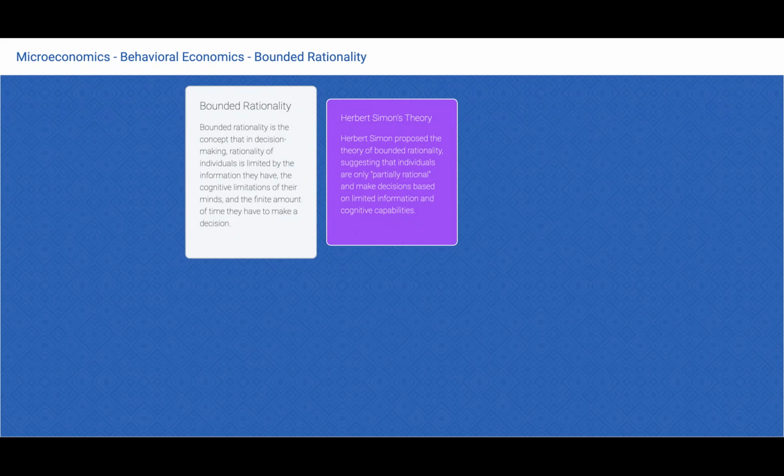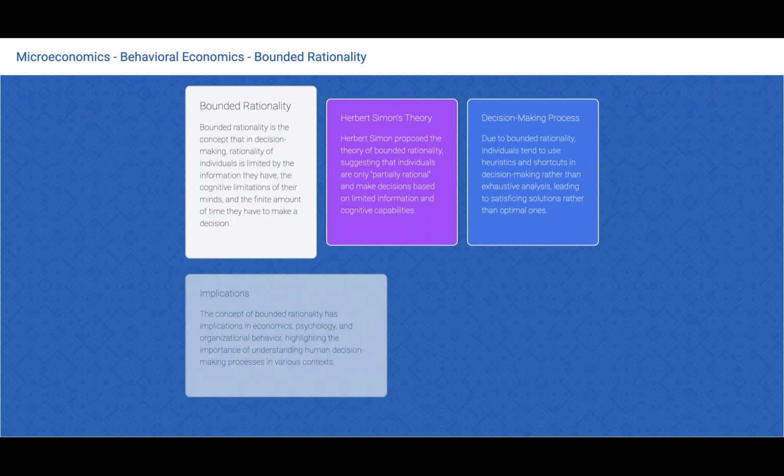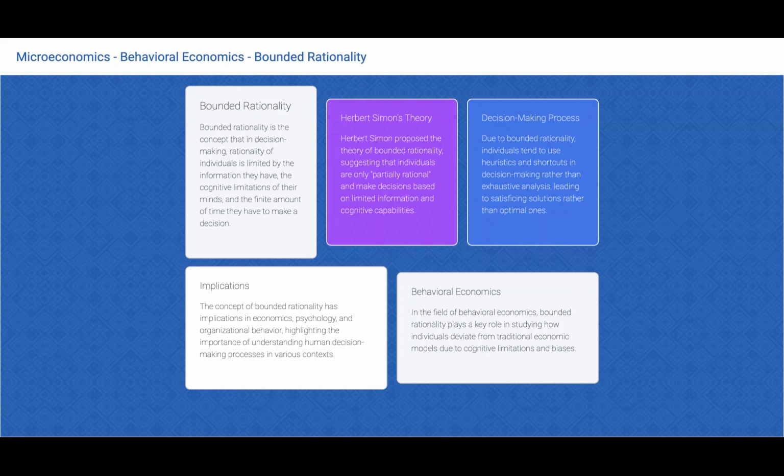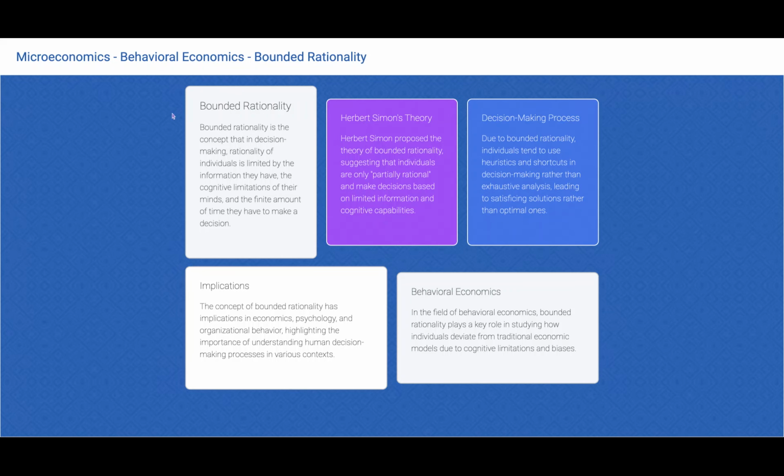Bounded rationality is a concept in decision-making that suggests individuals are limited in their rationality by factors such as information constraints, cognitive abilities, and time limitations. Herbert Simon's theory of bounded rationality proposes that individuals make decisions based on satisficing rather than optimizing due to these limitations.